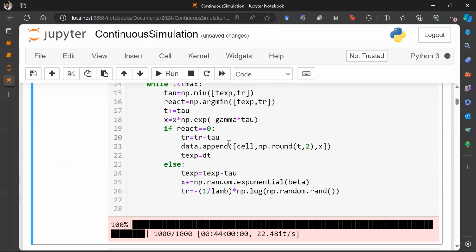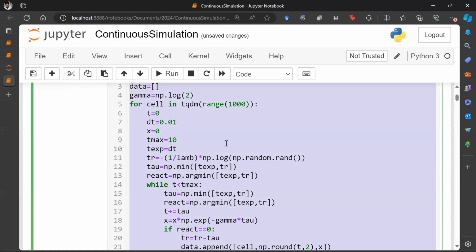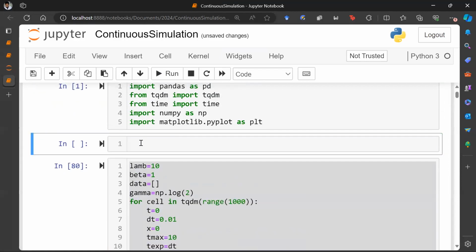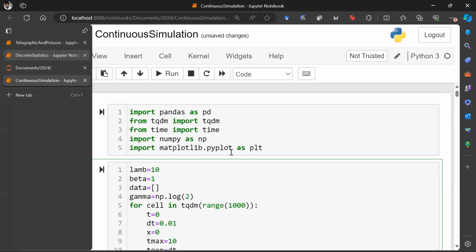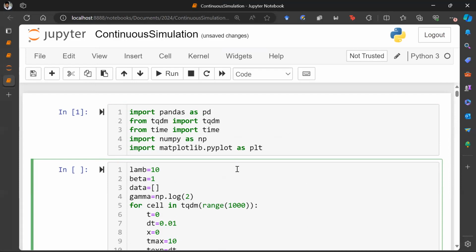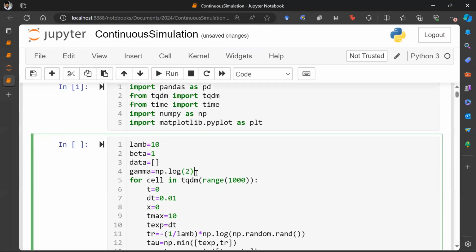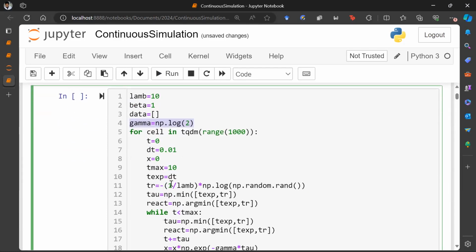So here you have the idea. I can make it again, explaining step by step. Essentially what I did was take the script for the Poisson process and modify it to make a discontinuous case. My parameters are lambda, that is the rate of burst occurrence, and gamma is the degradation rate.